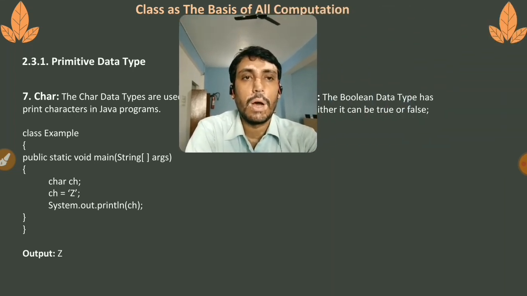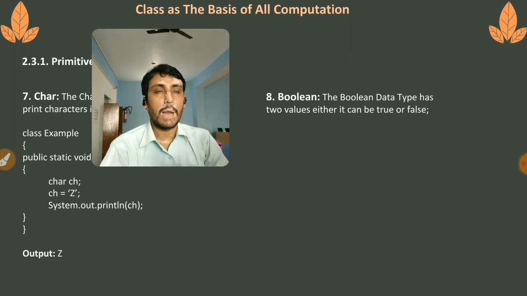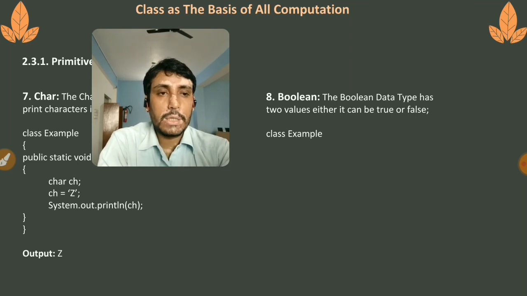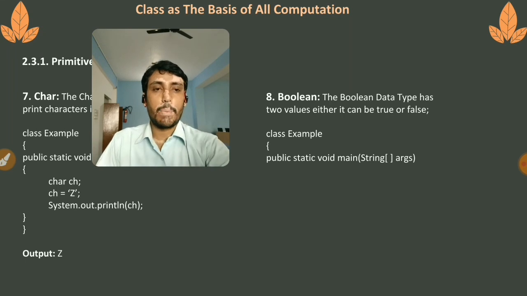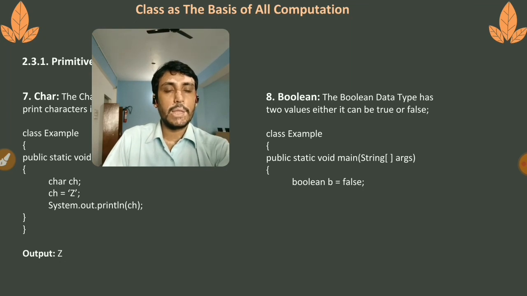Output will come. Now let's talk about Boolean. So Boolean data type has two values, either true or false. Let's look at this example, class example. Public static void main string args is the main method, and inside this main method we have given Boolean B. Boolean is the data type, B is the name of the variable, and false is the value assigned to the variable B. Now System.out.println B is printed, so now the output will come.